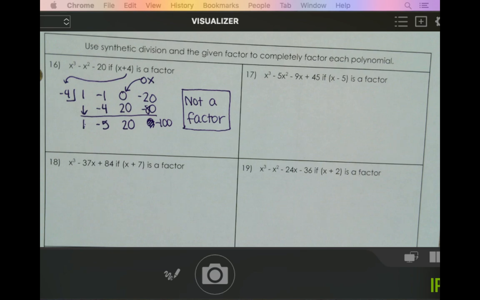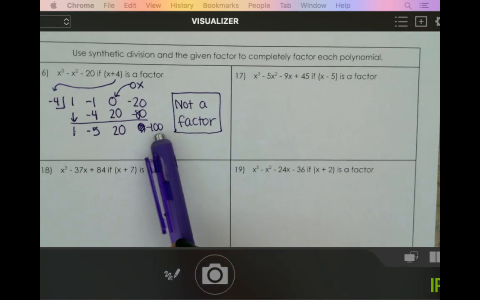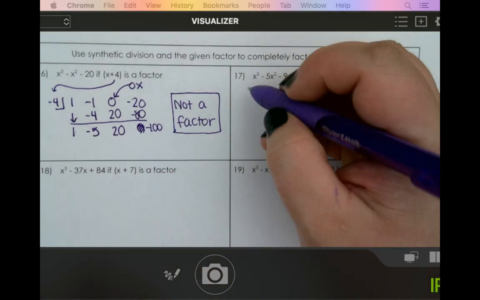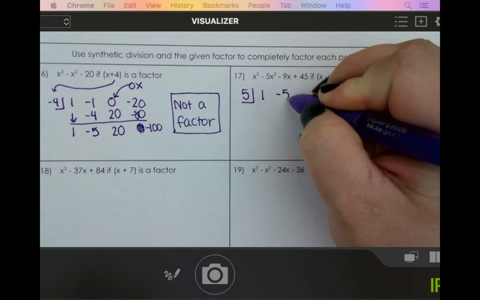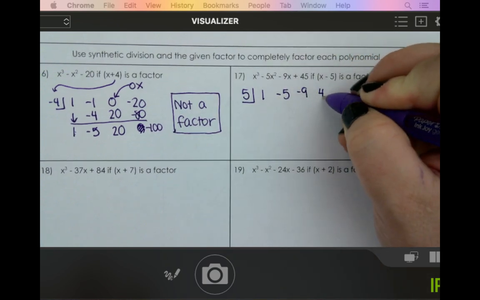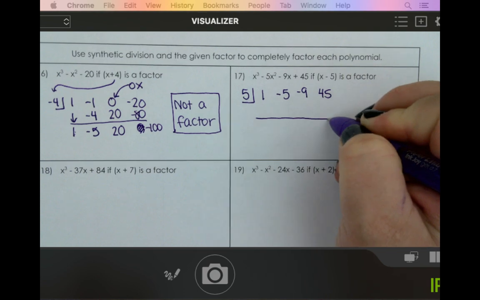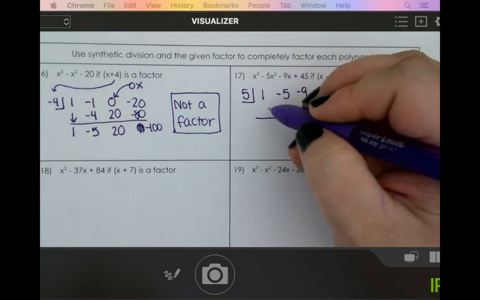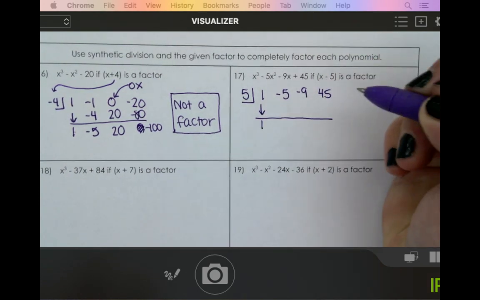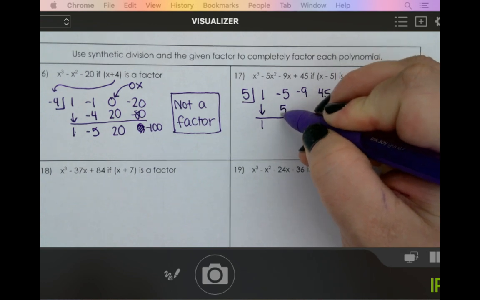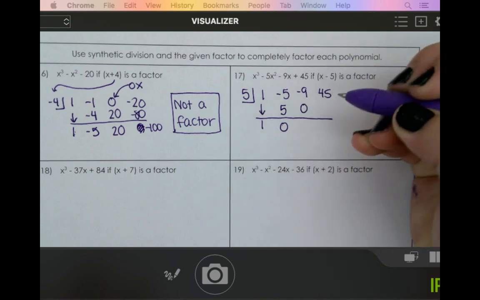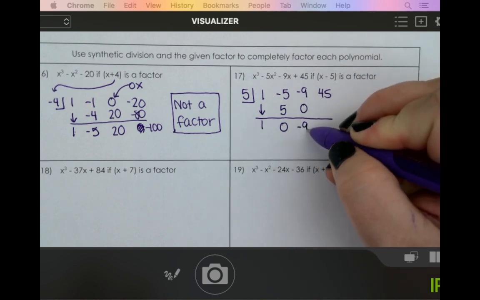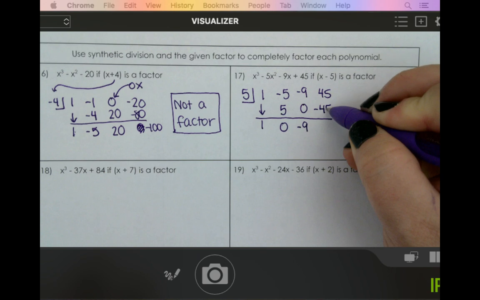Let's do one that actually works though. Because they can't have anything down here if you want it to be a factor. So let's go with 5. There's no placeholders on this one. Drop the 1 down. 1 times 5 is 5. -5 plus 5 is 0. There we go. That one works out nicely.